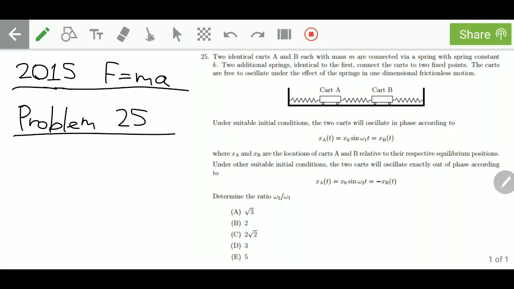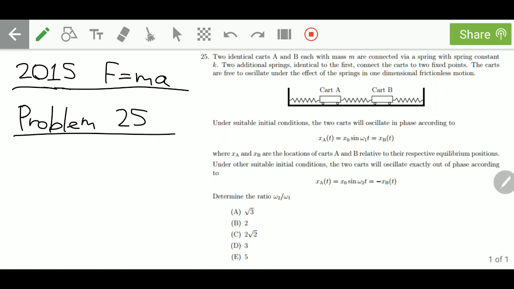Hello. In this video, I'm going to explain problem 25 from the 2015 F equals MA contest. We have two identical carts A and B, each with mass M, and they're connected via a spring with spring constant K. And there are two additional springs identical to the first, connected to two fixed points on the wall.